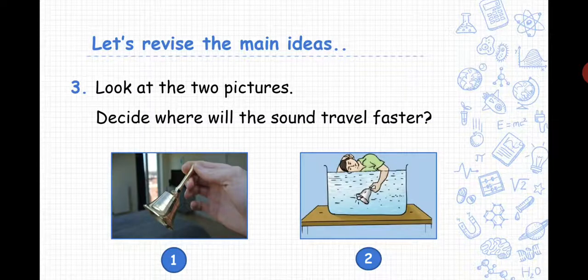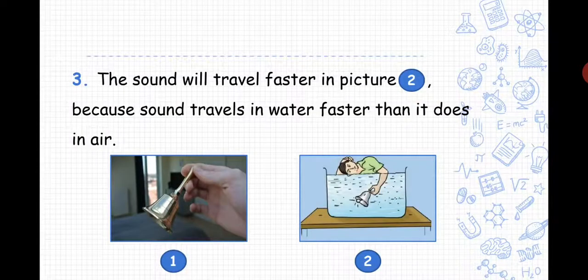As we know, my dear, that the sound travels in water faster than it does in air. So the answer here is the sound will travel faster in picture 2 because sound travels in water faster than it does in air.